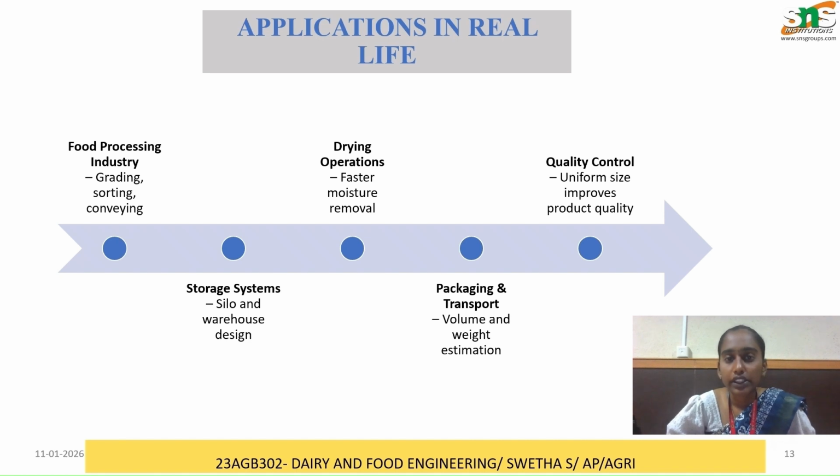And also in drying operations, including moisture removal. In quality control, uniform size improves product quality also. In storage systems, like silo and warehouse designs. Packaging and transport is a very important part. It is what reaches the consumers, and it defines the final reputation of the company, like volume and weight estimations.